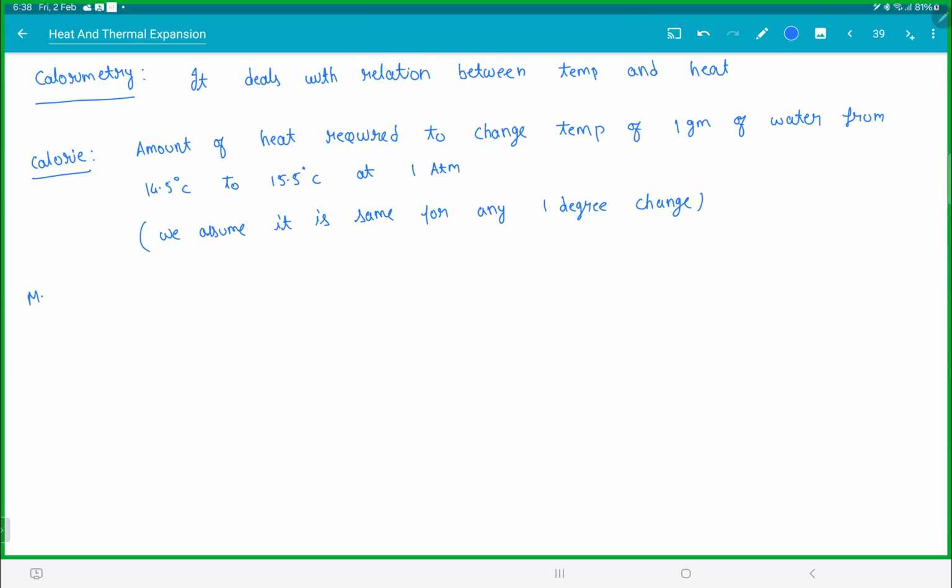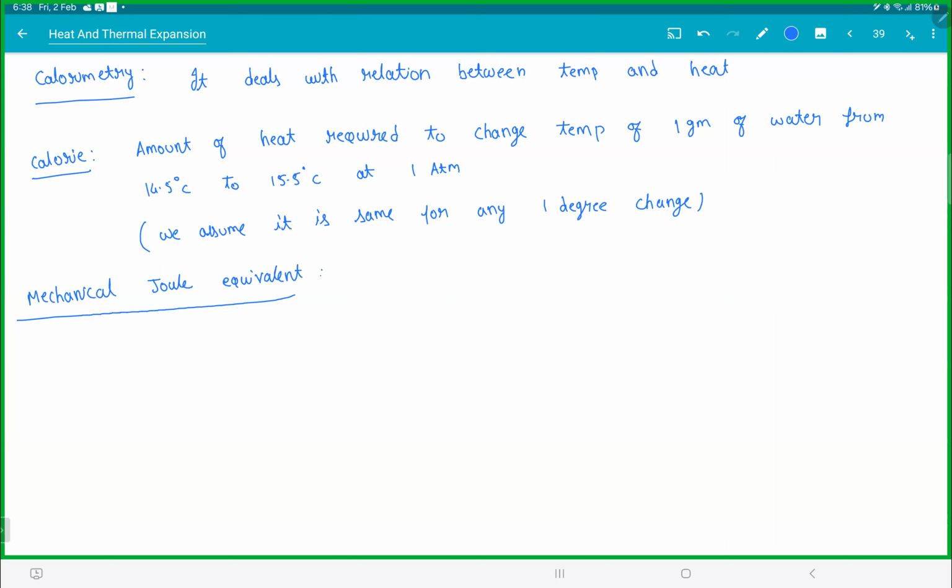Then we have something called mechanical joule equivalent. The word looks big and all, but it's nothing. The story was like this. Initially, when people were working on heat, they thought in order to increase the temperature, we need to give something called heat. People thought work cannot increase temperature. For example, if you put your hands together and rub them, won't they become warm? So you're not giving any heat there, isn't it? What you're giving is work.